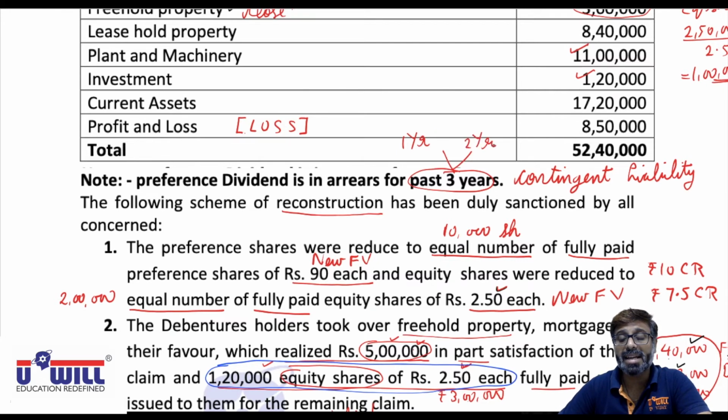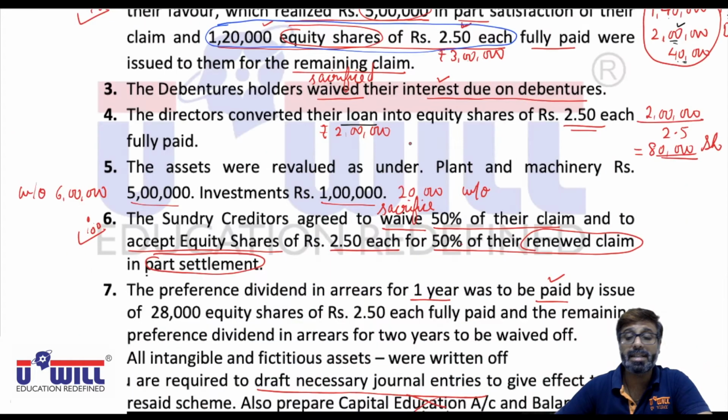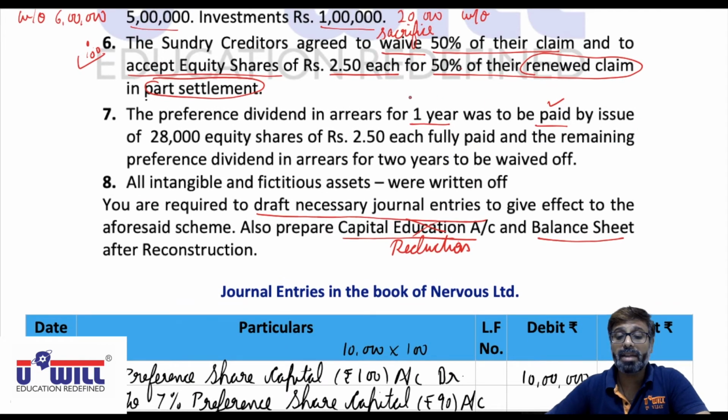And 2 years is sacrificed, for that there will be no entry. Okay, whatever amount they sacrifice, for that there will be no entry. 1 year only the entry will come. What will be 1 year's dividend? 10 lakhs into 7%, 70,000. Okay, 10 lakhs into 7%, 1 year's amount will be 70,000.